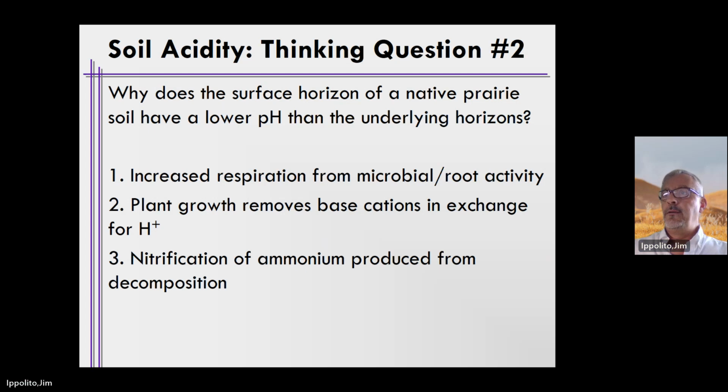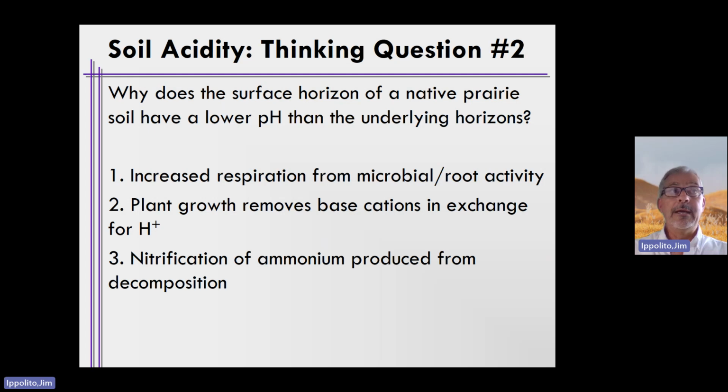And nitrification of ammonium produced from decomposition occurs, right? So what do I mean by this? What I mean is that organic nitrogen forms when they're decomposed. The first step, or one of the first products, we'll talk about this in more detail in the nitrogen unit, but one of the first products is ammonium. And that ammonium can undergo reactions to form free hydrogen ions.